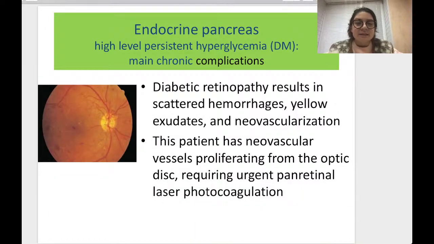What is diabetic retinopathy? It results in scattered hemorrhages, yellow exudates, and neovascularization. It is one of the most frequent causes of blindness due to diabetes. This patient has neovascular vessels proliferating from the optic disc, requiring urgent pan-retinal laser photocoagulation.